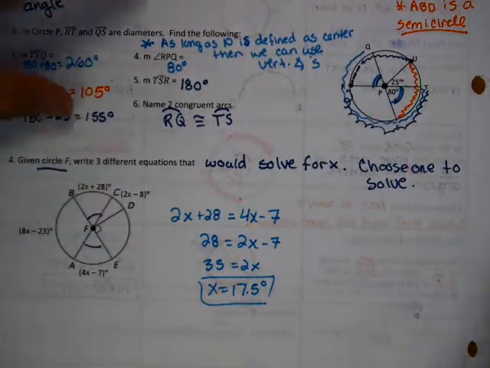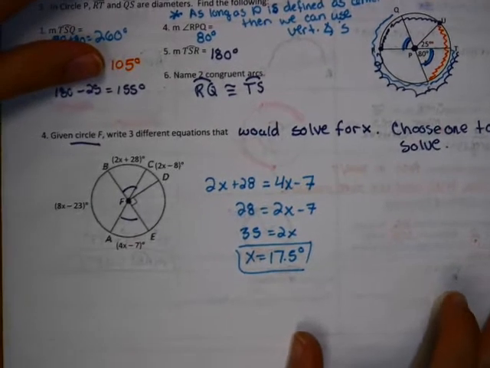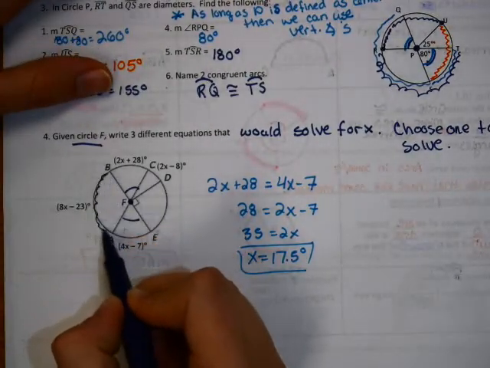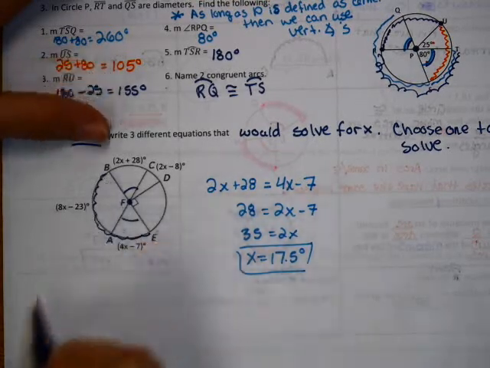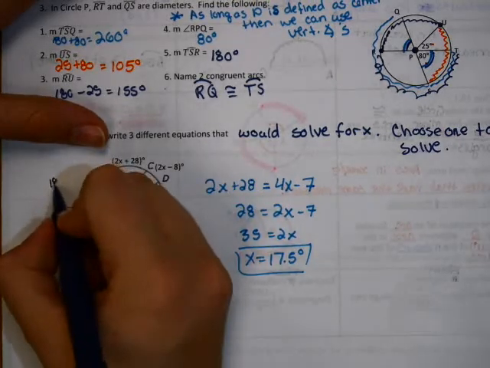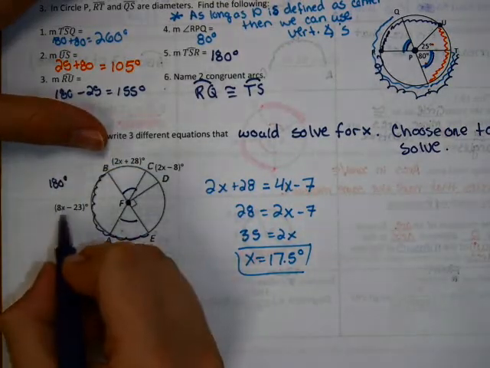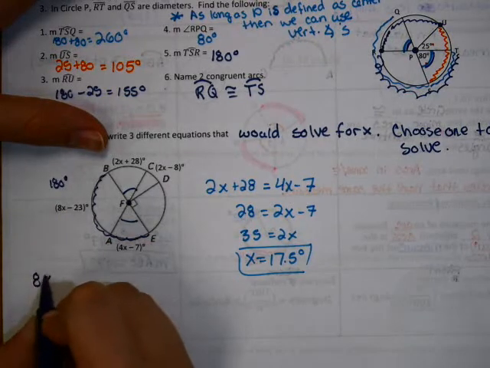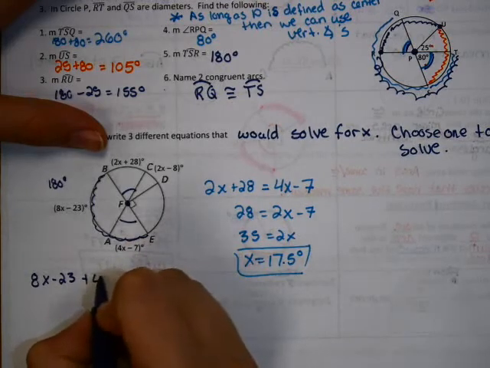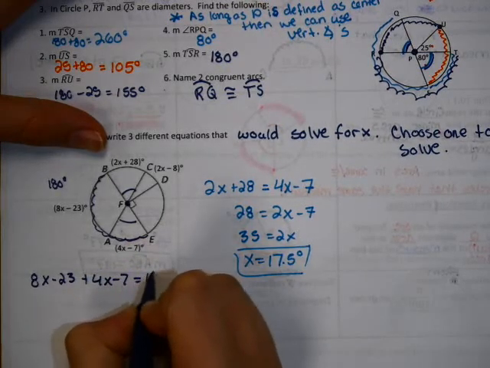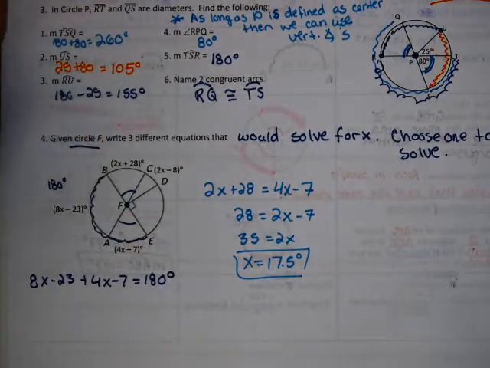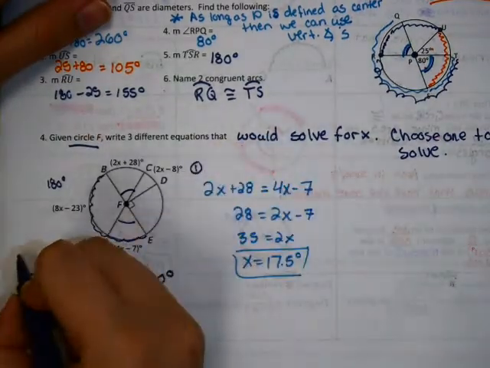Then let's check out our other examples in our picture here. I see a semicircle here from B to E. If I can use that semicircle, I know it equals 180 degrees. So I'm going to take 8x minus 23 plus the 4x minus 7 and set it equal to 180 degrees and solve for x this way. So that's option 2.